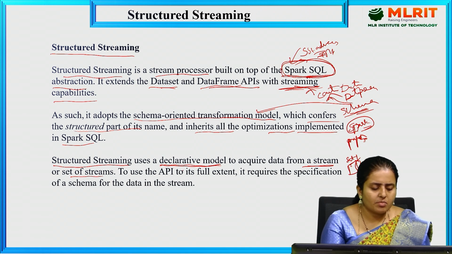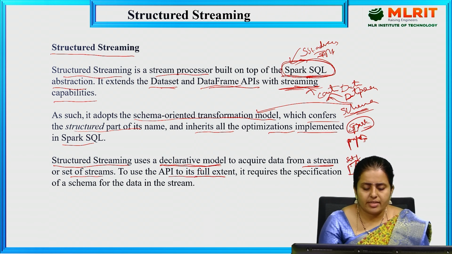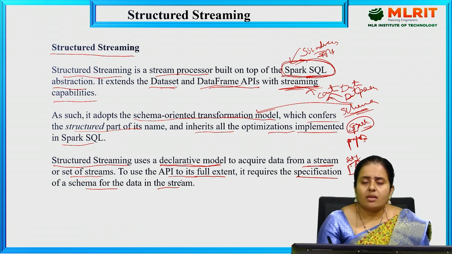So which is nothing but a set of streams. One stream is a continuous flow of data, and a set of streams is that continuous flow of data as sets. To use the APIs to their full extent, or full capability, it requires the specification of a schema for the data in the stream. So to use the APIs to the fullest form, we have to specify the schema.